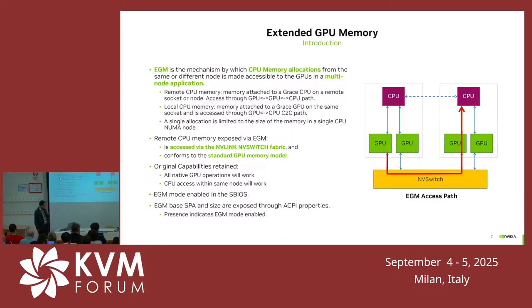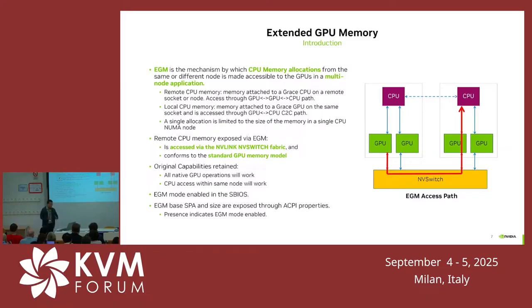So going through the extended GPU memory feature. In this feature, essentially, this is a mechanism by which you can do allocations on the CPU memory, right? And then that allocation can actually be accessed from the GPUs across sockets or even across different nodes, right?